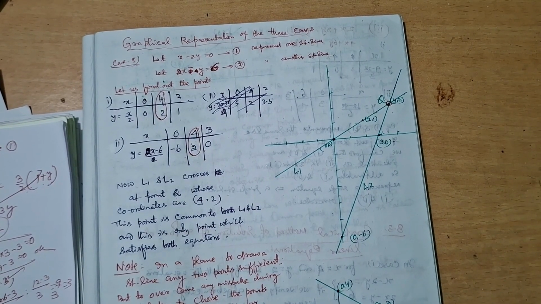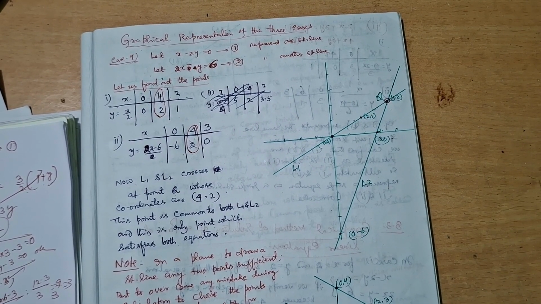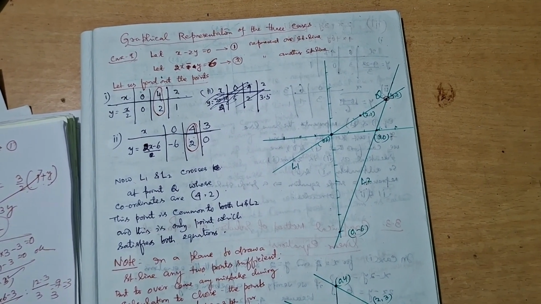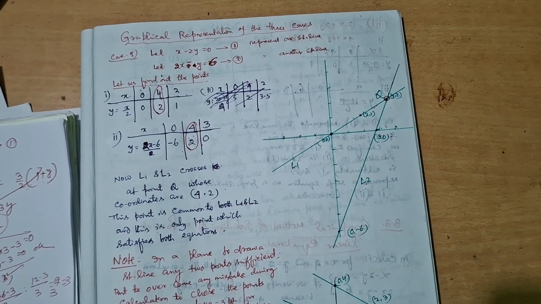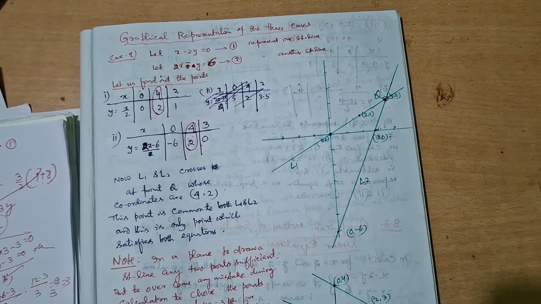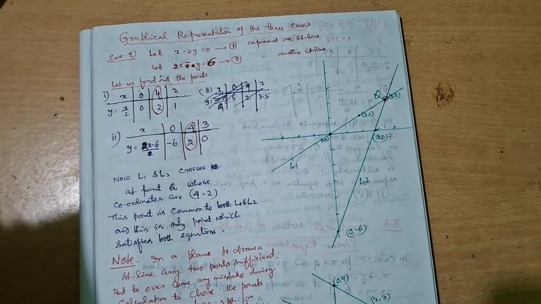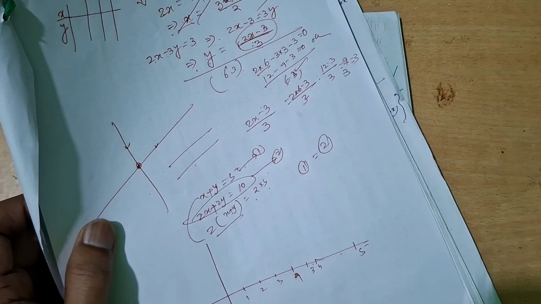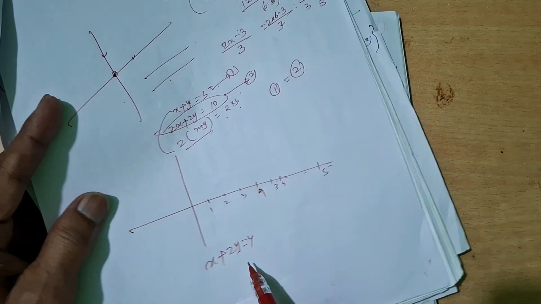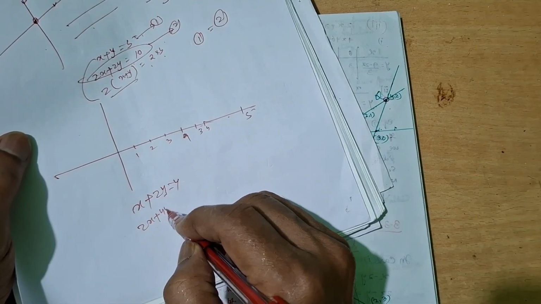Now another question, another pair of equations: x plus 2y is equal to 4, and 2x plus 4y is equal to 16. If you take the points, you can verify that the two straight lines are parallel. Clearly L1 and L2 are parallel and have no common points.